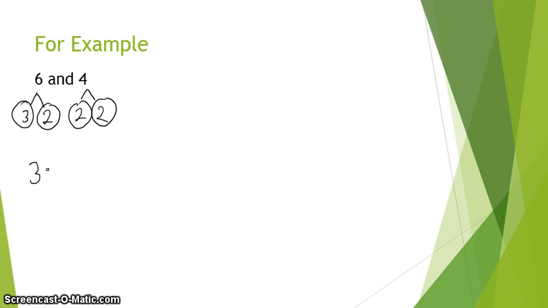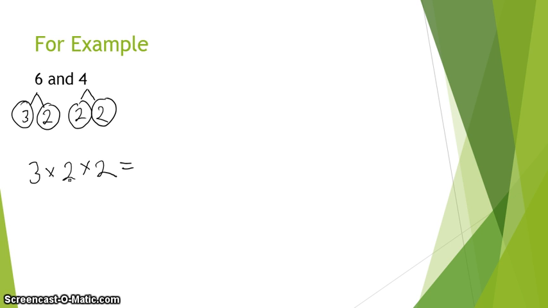So I'm going to write 1 3 times, and then I'm going to wait and see how many 2 occurs. 2 occurs once in 6 and it occurs twice in 4. So in which number does it occur more times? In 4. So I'm going to use it the number of times it occurs in 4, which is twice. So I'm going to multiply them by 2 2's. And then I'm going to multiply all of these by each other and see what I come up with.